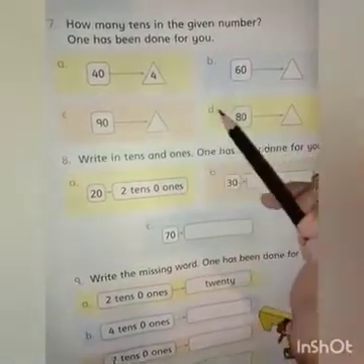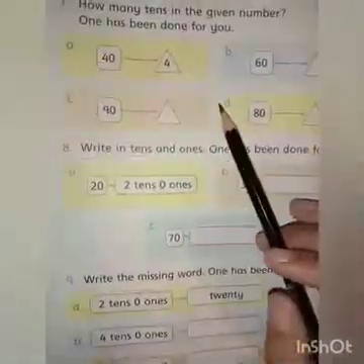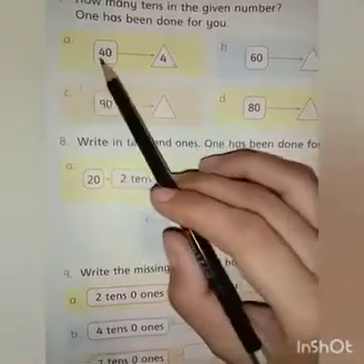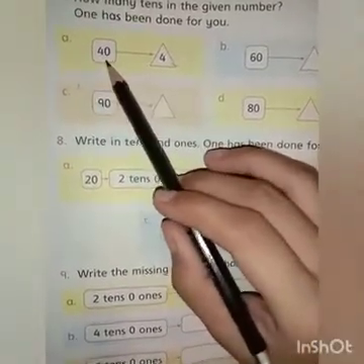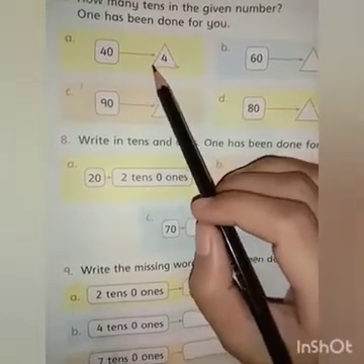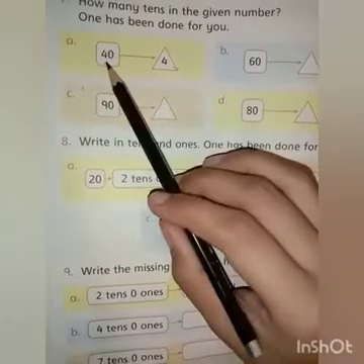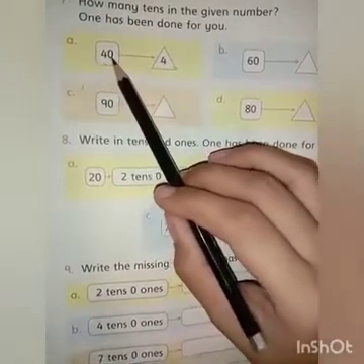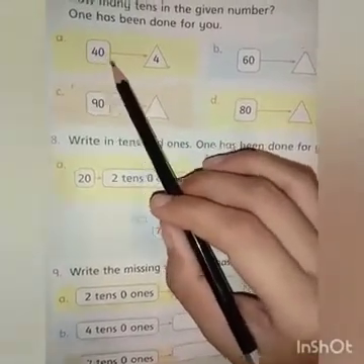Students, here we have some numbers. We are going to find out how many tens they have. Point A is done for our help. Here we have number 40. Number 40 has 4 tens and 0 ones. Students, we know the first digit belongs to tens and the second one belongs to ones. Go for the next one.